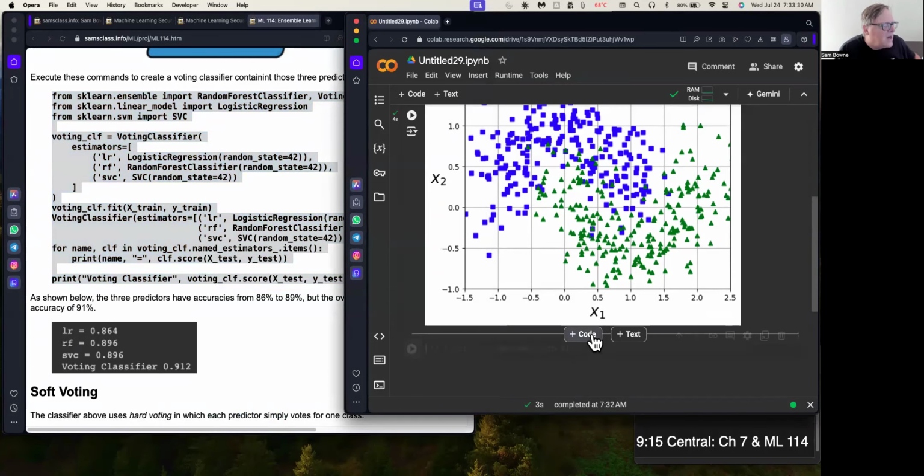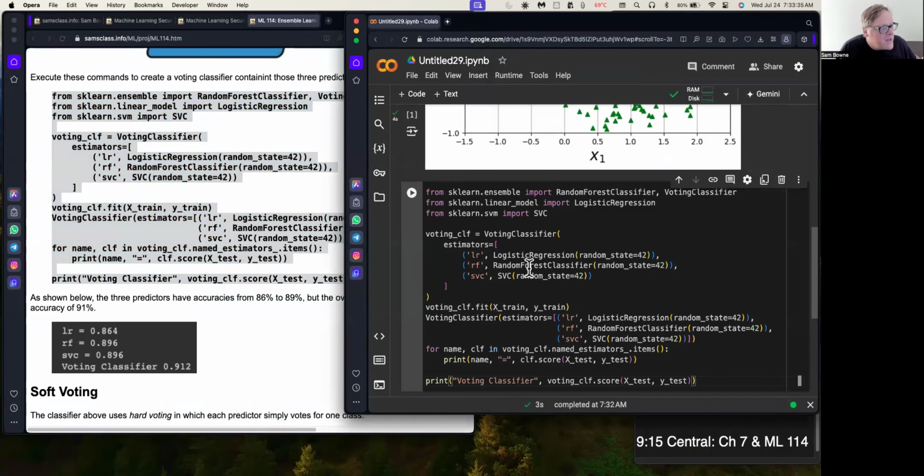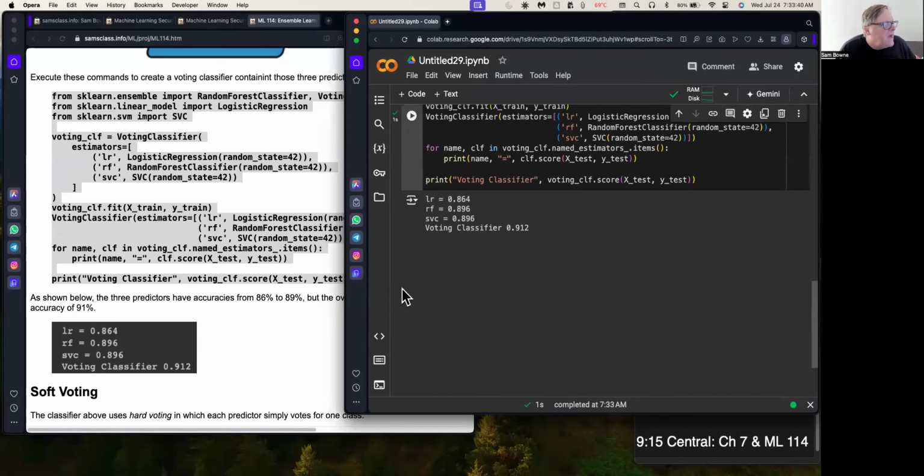But anyway, that's what makes the three classifiers of different types, and then it's going to combine them together to get the result. And so each one by themselves has a certain accuracy, see 86, 89, and 89. But when you combine them together, it has 91% success. So that's what we wanted to see. Combining weak classifiers can make one strong classifier.